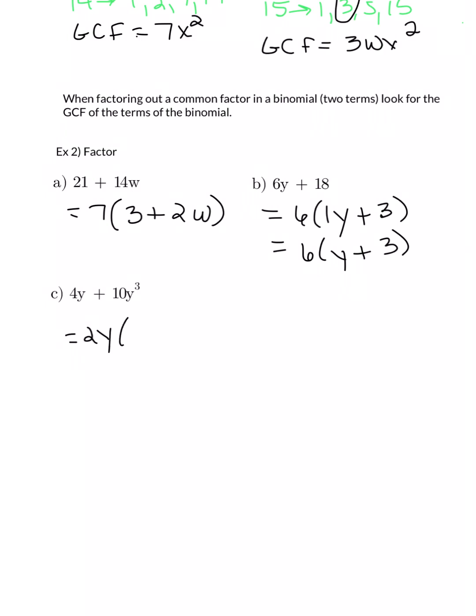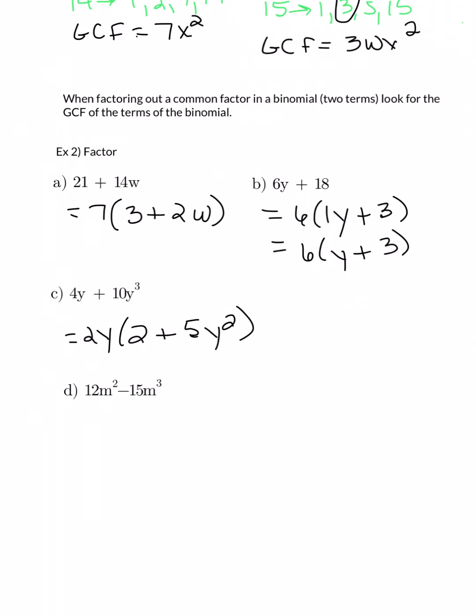If you take 4y divided by 2y, what's left is 2. If you take 10y to the third divided by 2y, what's left is 5, and then subtract your powers, y squared.